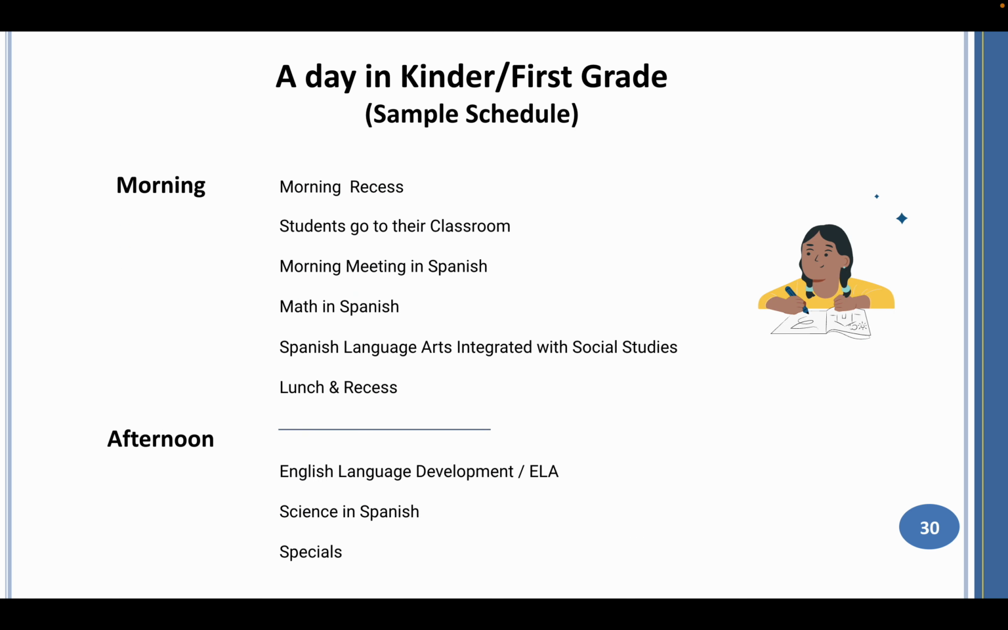This is what a day in kinder and first grade might look like. In the morning, students have morning recess. They go to their classroom and they might have morning meeting in Spanish. Math in Spanish, Spanish language arts integrated with social studies, and then they'll go to lunch and recess. In the afternoon, our students will have a period of English language development or English language arts. They will have science in Spanish and specials.